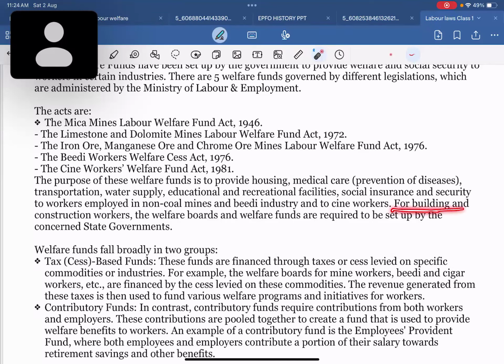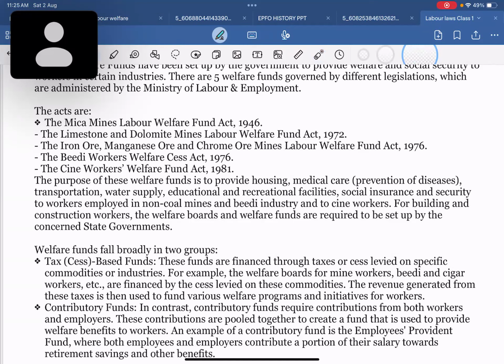These are the important points which you have to remember. For building and construction workers, the welfare boards and welfare funds are required to be set up by the concerned state, not by the central government. If any particular construction is being done in Uttar Pradesh, then the government of Uttar Pradesh will decide. If any construction is going on in Karnataka, then the government of Karnataka will decide.